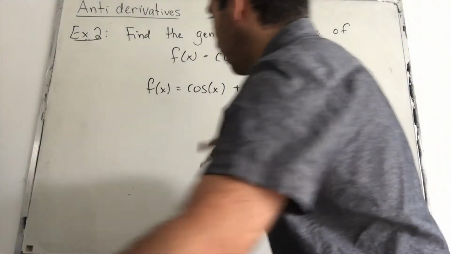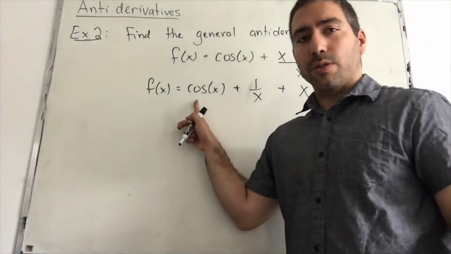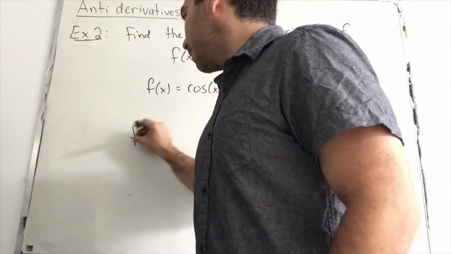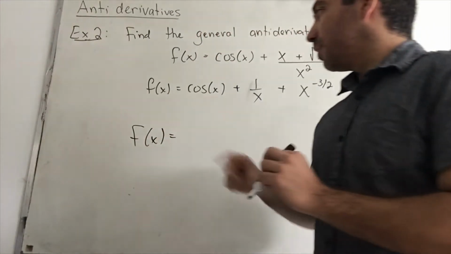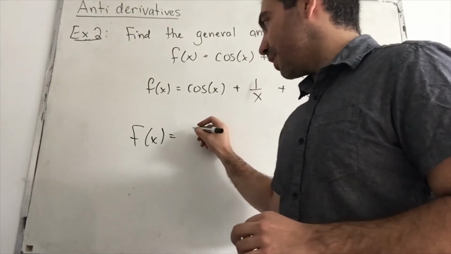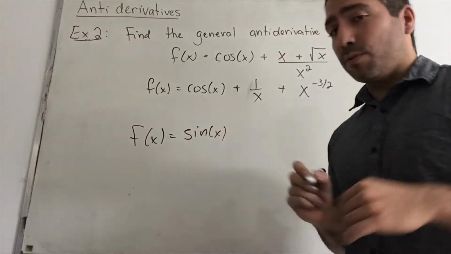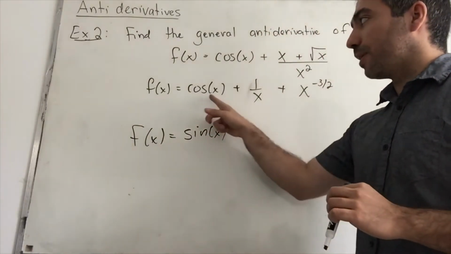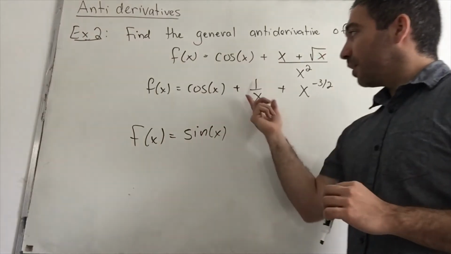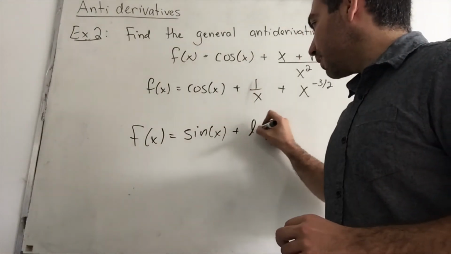And now we ask ourselves, what could I take the derivative of? What function do I have to take the derivative of to get a cos? So this means that the general antiderivative of cos is not a negative sign, it's just a positive sign. Okay, so we're not deriving, we're anti-deriving. We're going the opposite way. So we get sine. The antiderivative of 1 over x is ln of x.